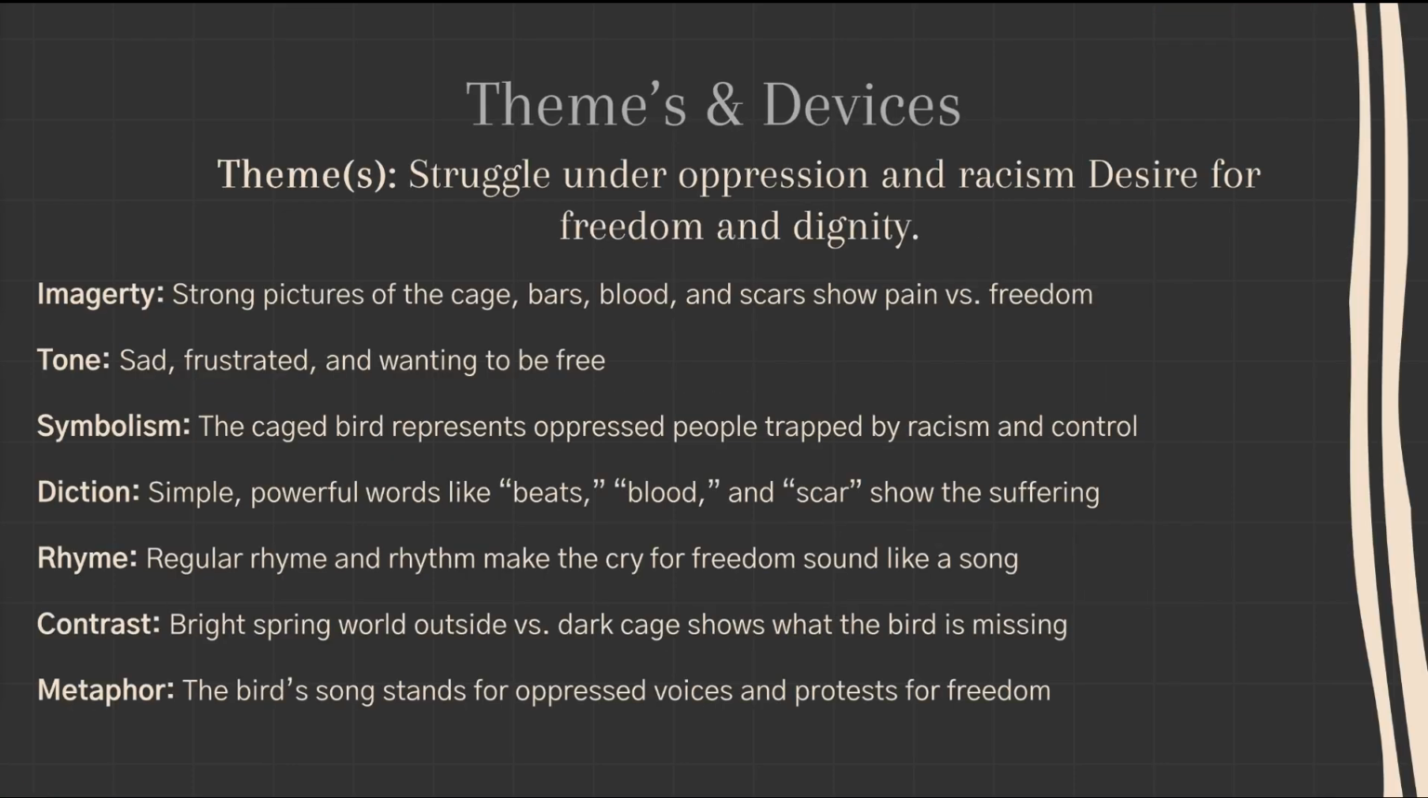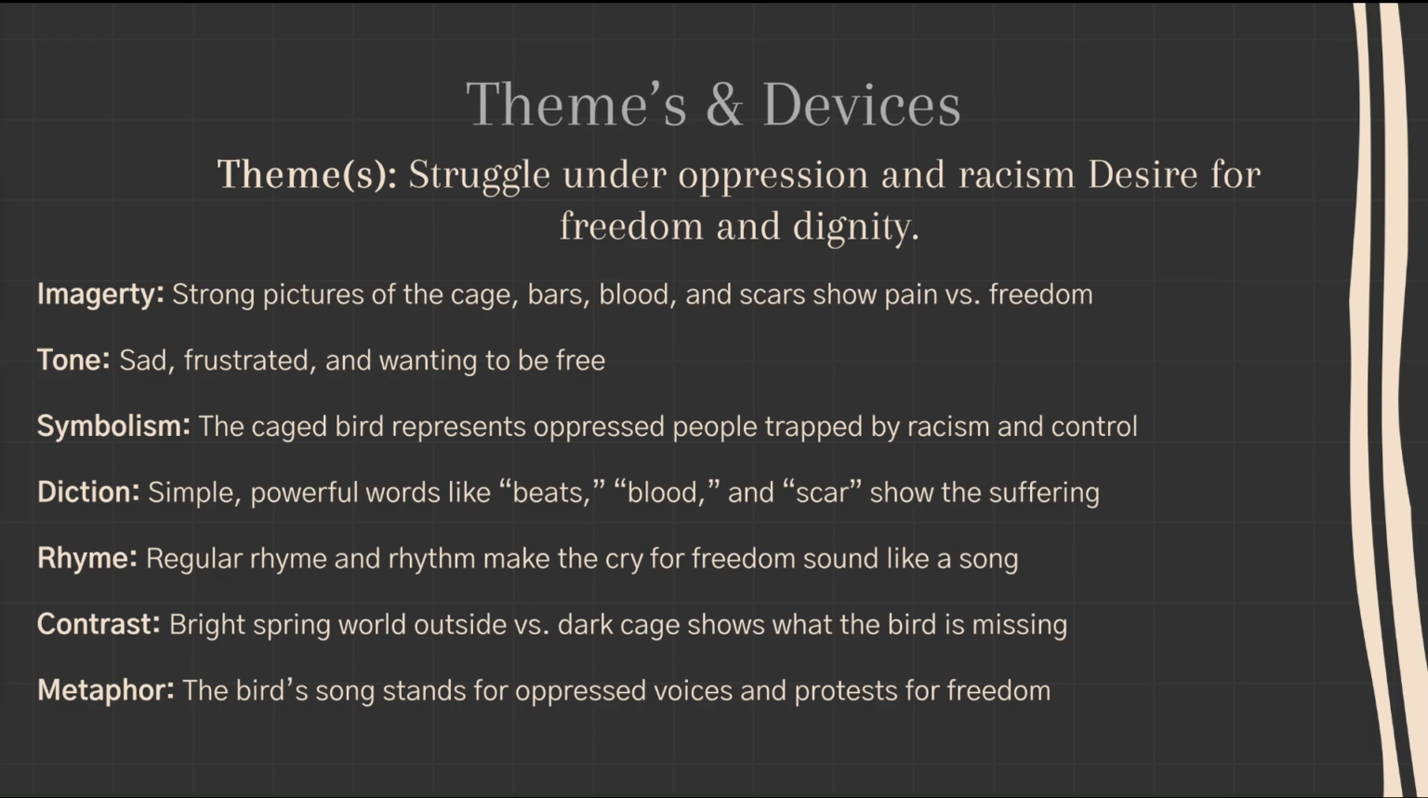The main ideas in Sympathy are the struggle of living under racism and the deep desire to be free and treated with dignity. Dunbar uses strong imagery so we can actually picture the cage, the blood, and the scars. That makes the suffering feel real. The tone is sad and frustrated, and you can feel how badly the bird wants freedom. The caged bird itself is a symbol for people who are controlled by unfair systems.